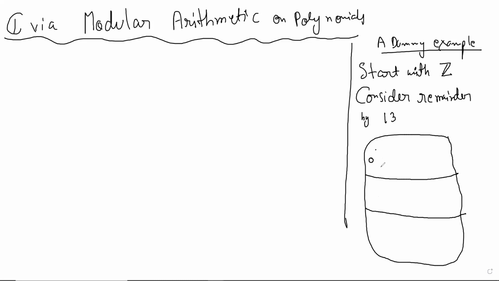Because now when you're only interested in the remainder, then 0 becomes the same as 13, the same as 26, and so on and so on. Similarly, 1 becomes the same as 14, 27, and so on. And similarly, you have the class of 2 and so on. You have 13 classes like this, right? So we are only looking at the classes, the equivalence classes.